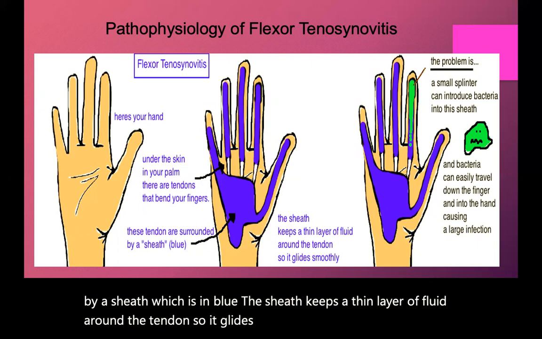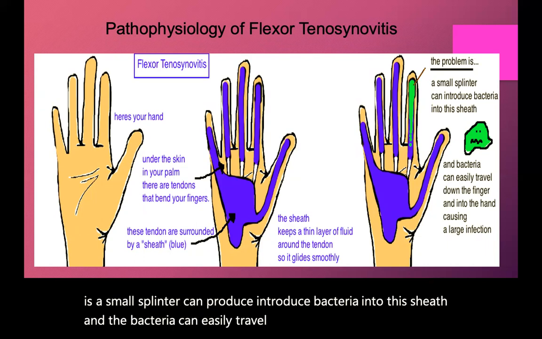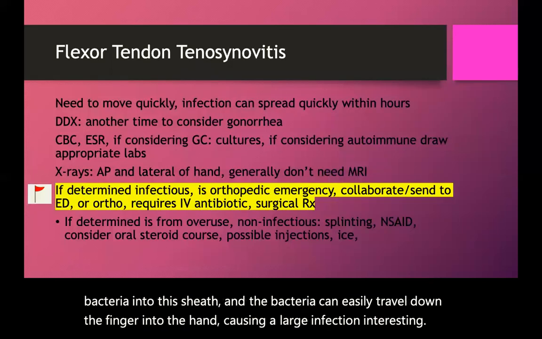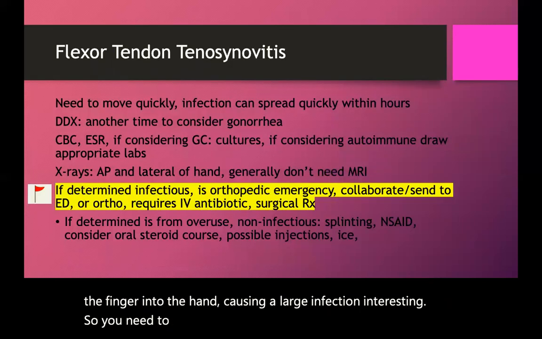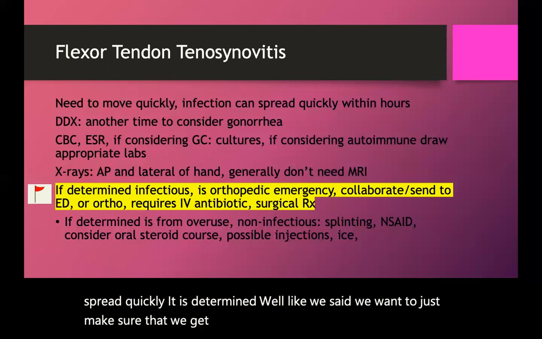The problem is a small splinter can introduce bacteria into this sheath, and the bacteria can easily travel down the finger into the hand, causing a large infection. Interesting. Okay. So you need to move quickly, obviously, because that infection can spread quickly. Like we said, we want to make sure that we get the orthopedic emergency involved quickly through the ER if necessary.